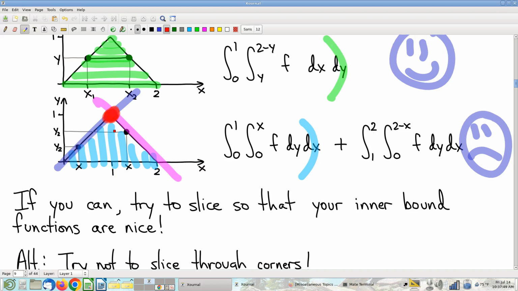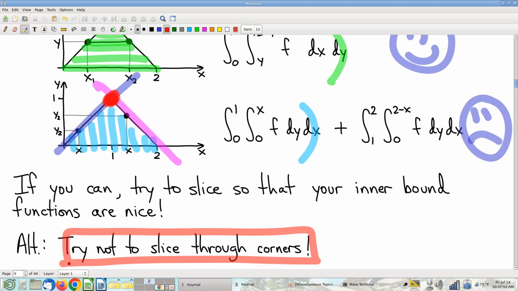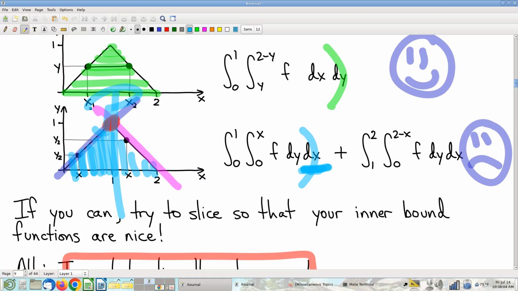So the strategy that I encourage is try not to slice through corners. If you do your x slices on the outside, then you will at some point slice through one. Oh gosh, slice through a corner. That is your tip-off. That's your at-a-glance intuition for, yeah, I think this is going to be bad. You buy it?